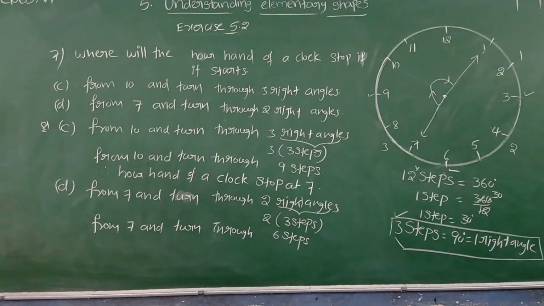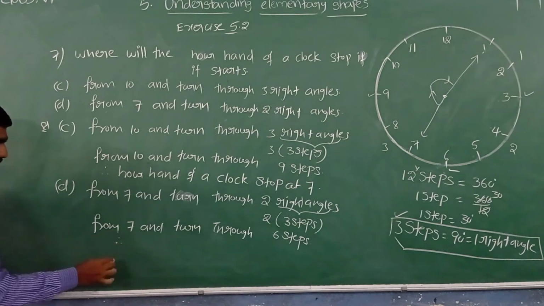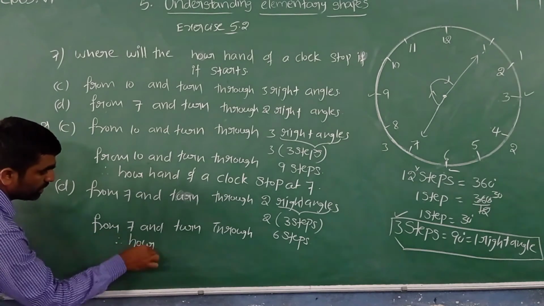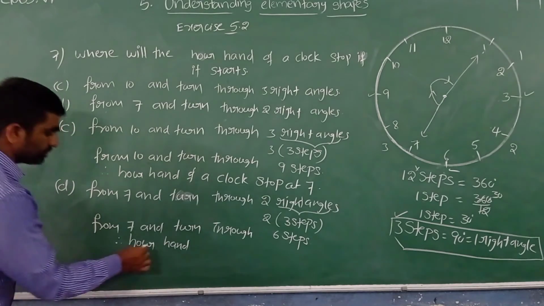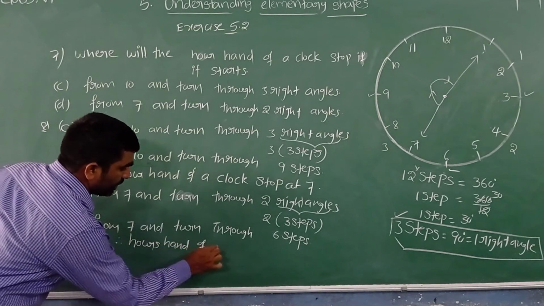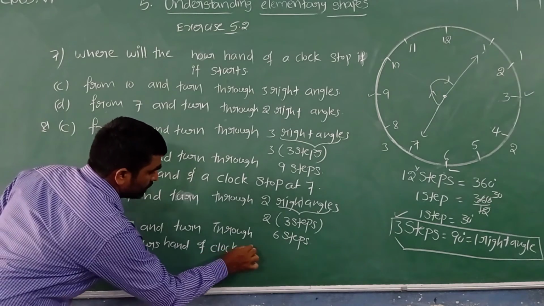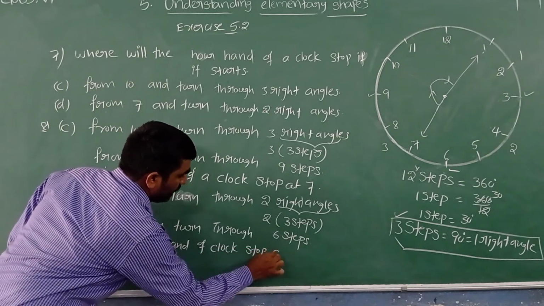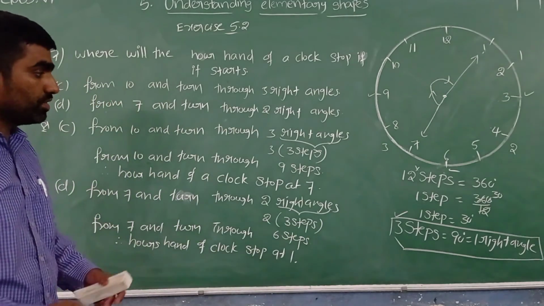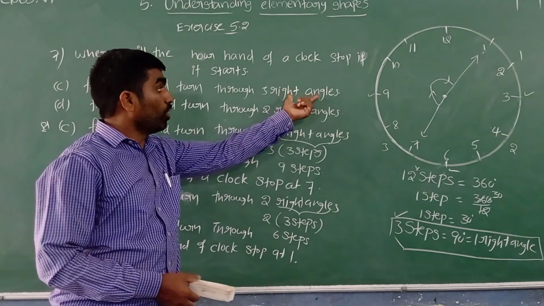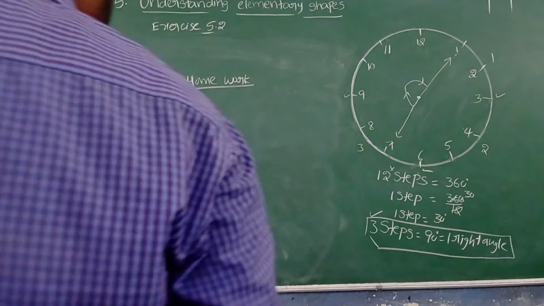So the hour hand of a clock stops at 1. Therefore we can write: the hour hand of a clock stops at 1. So that is the way we can identify it. Hope you understood today's class.